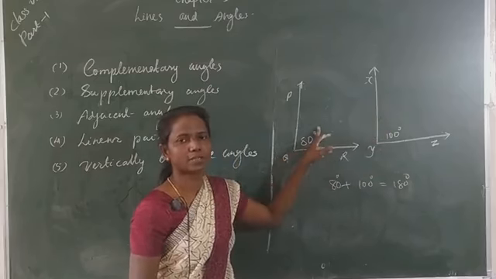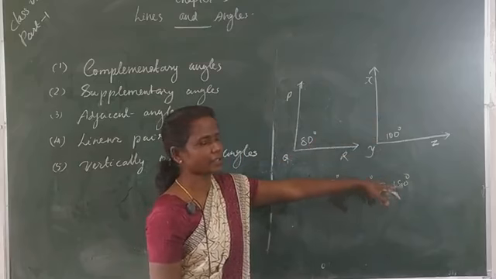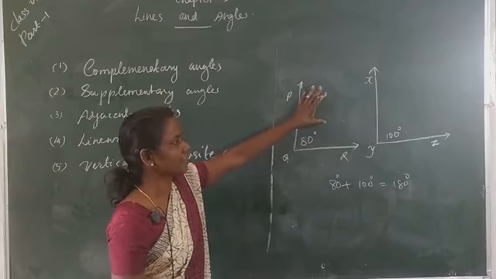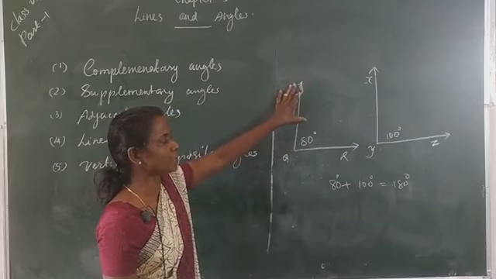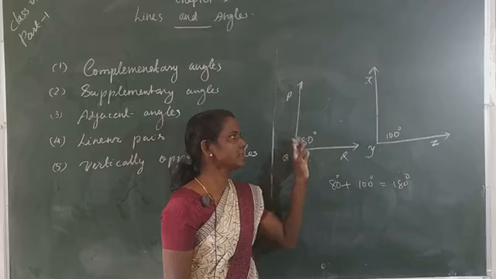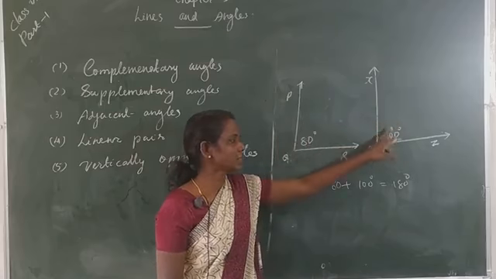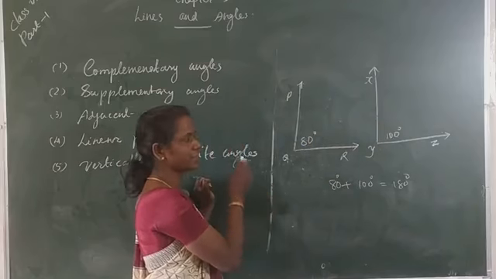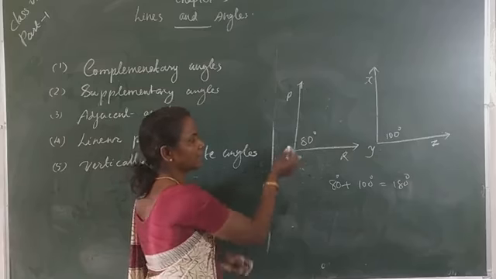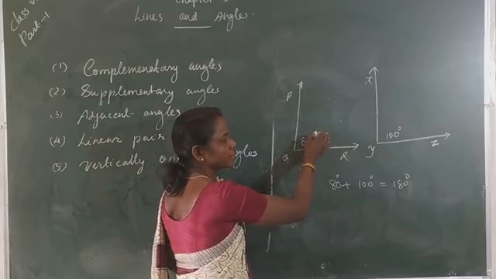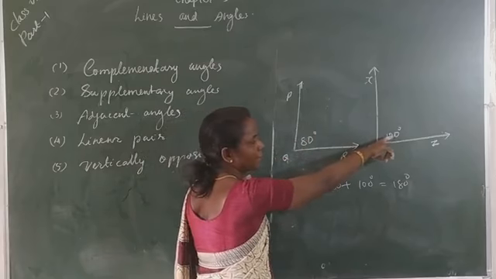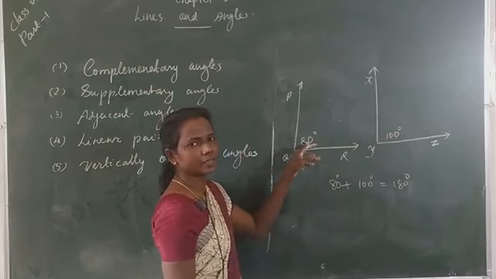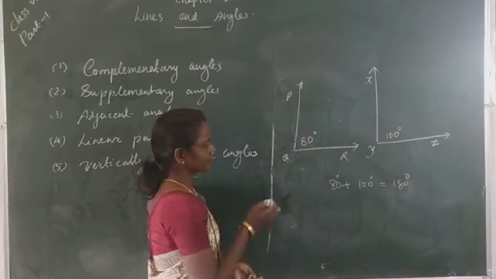The sum of these two angles is how many degrees? 180 degrees. These angles are known as supplementary angles, meaning the sum of two angles is 180 degrees. Each angle is said to be supplementary to the other. The 80 degree angle is the supplement of the 100 degree angle, or the 100 degree angle is the supplement of the 80 degree angle. Is it clear?